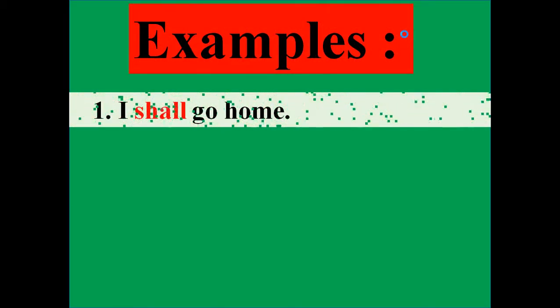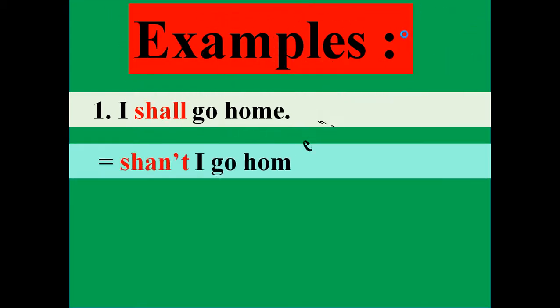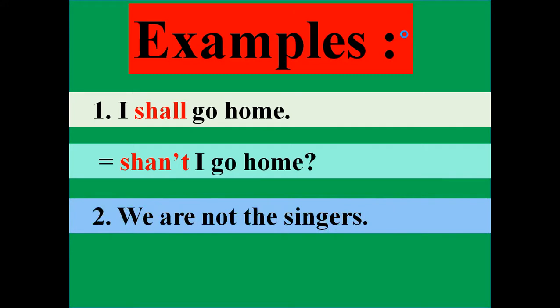Examples: look here, number 1, I shall go home. Here is also shall, red writing word, and we can take it at first of the sentence. The first letter of the word shall is capital. So here the interrogative sentence is, shan't I go home? Shan't I go home?